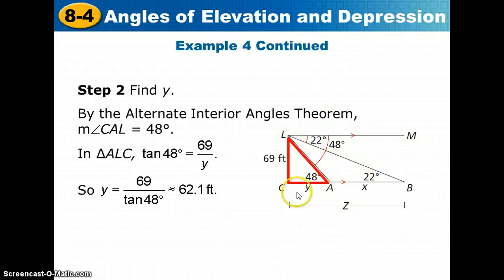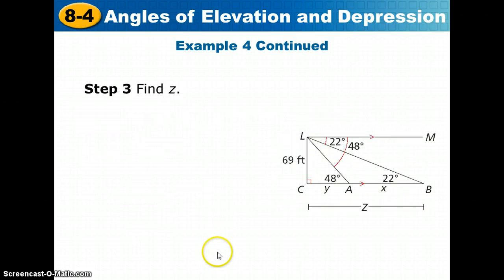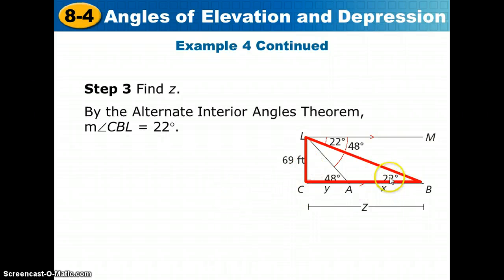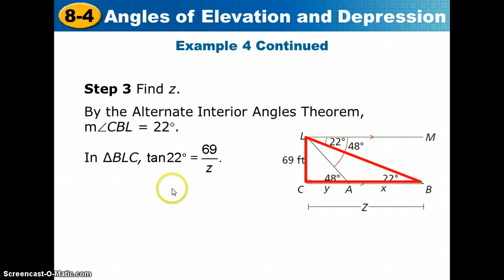And now we need to find z. Now z is the full length from C out here to B, the second boat. So in order to find z, we're going to look at this triangle, using this 22-degree angle, looking for z, the adjacent leg to that 22-degree angle, using the opposite leg 69 again. Remember, we know this is 22 degrees by the alternate interior angles theorem. It's the same as that angle of depression. So I can set up this equation. The tangent of 22 equals 69 over z.